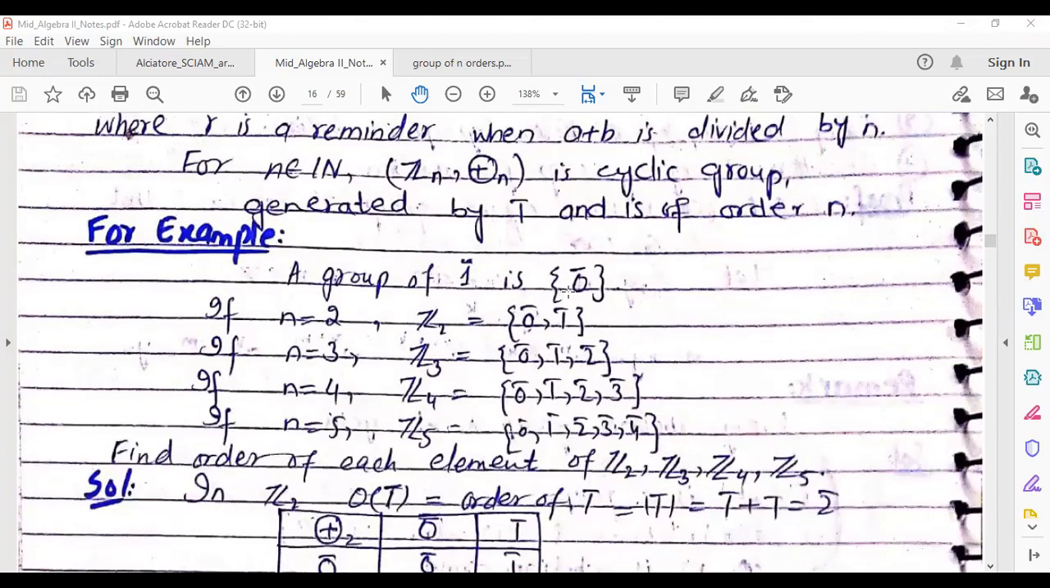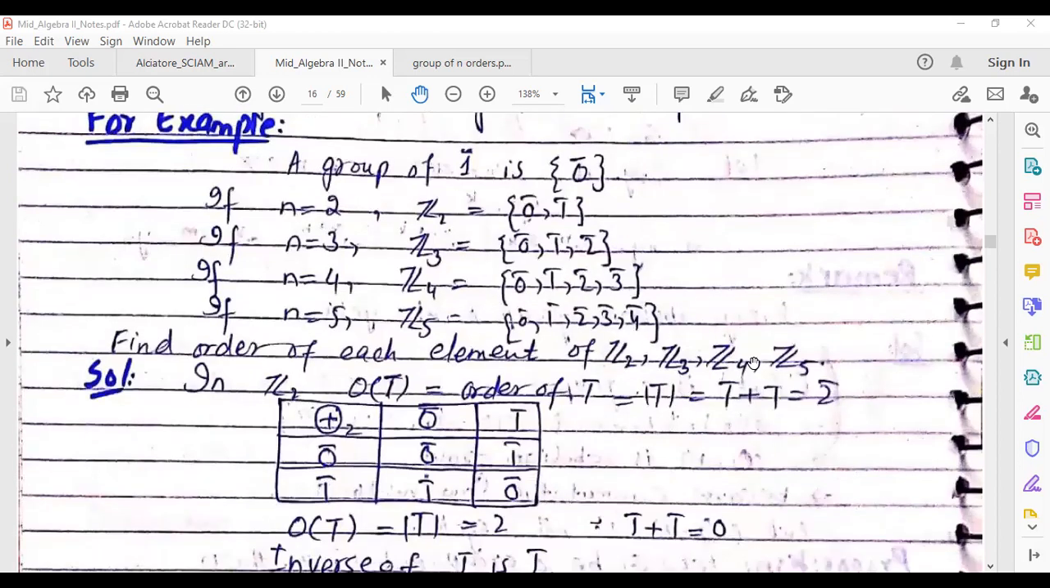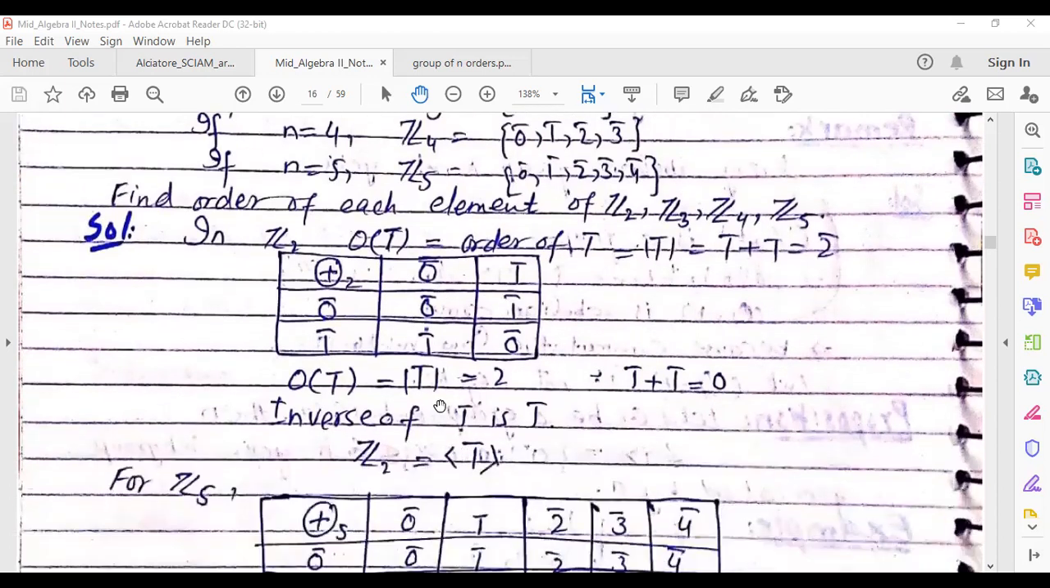For example, you have 0, a group of order 1. Z2 is modulo 2, and here n is 2. Z3 is 0, 1, 2, meaning it has 3 elements, starting from 0 and going up to 2, so n is 3. Here n is 4 for Z4, and n is 5 for Z5. So Z2, Z3, Z4, Z5, and what is the order of each set? The order of a set is the number of elements in that set. So in Z2 the order is 2, in Z3 the order is 3, in Z4 the order is 4. So the order of Zn is equal to n.